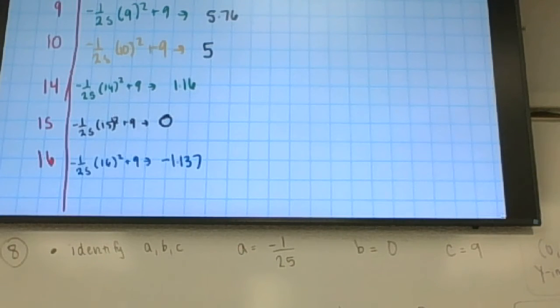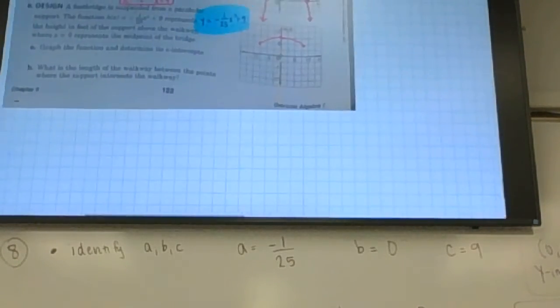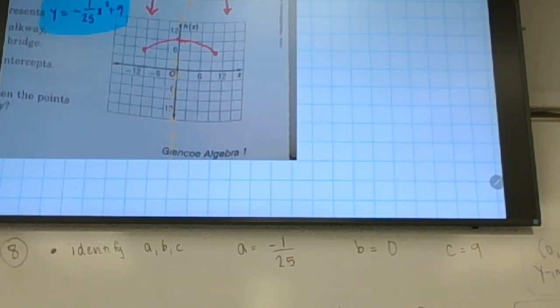15 calculates a perfect 0. A perfect 0. So we're gonna come here to 15 and put our dot in. Wait, 15 is a perfect 0?